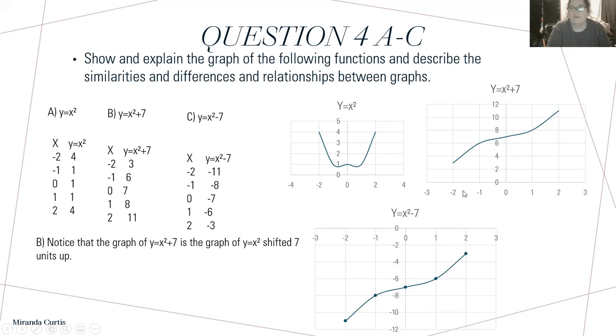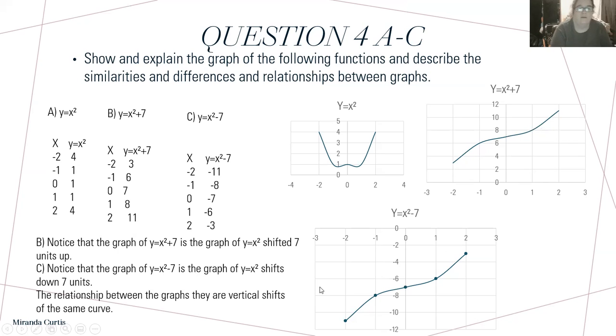You notice these two are similar. They are, but this one is different. You notice how it's going down more. Okay, notice that the graph of y equals x squared minus 7 is the graph of y equals x squared shifted down 7 points. So this one was shifting up a little bit right here. Now this one's coming down. Okay, the relationship between the graphs: they are vertical shifts of the same curve. If you put these all together, you'll notice these little points right here will come in right below here.